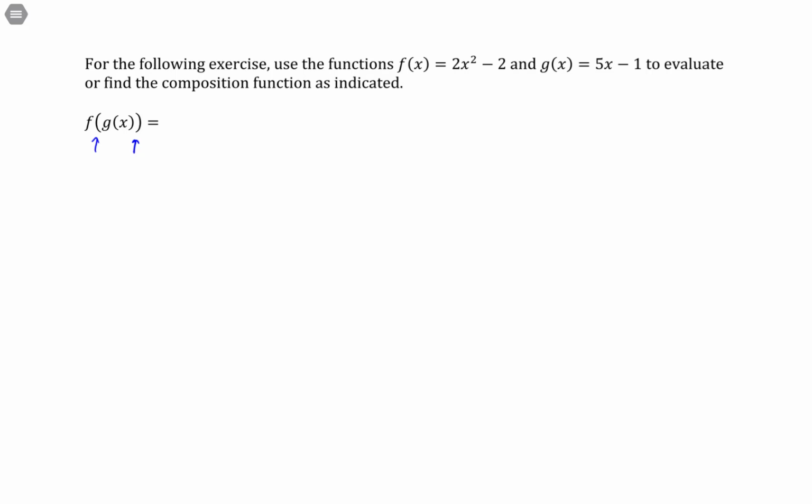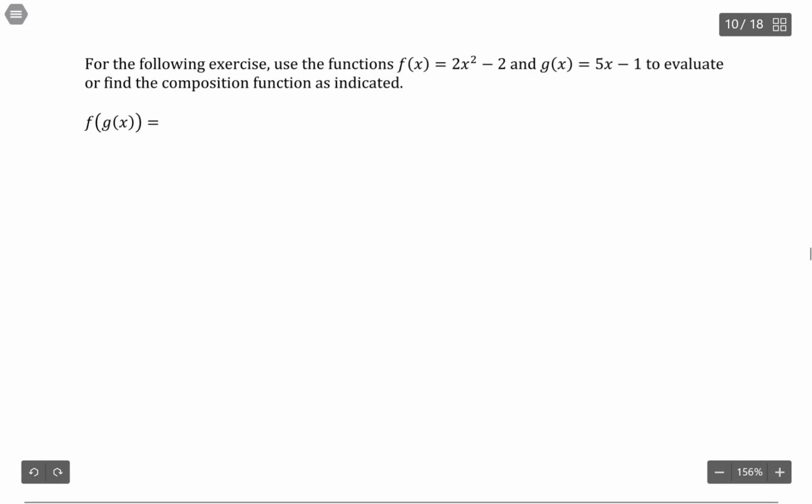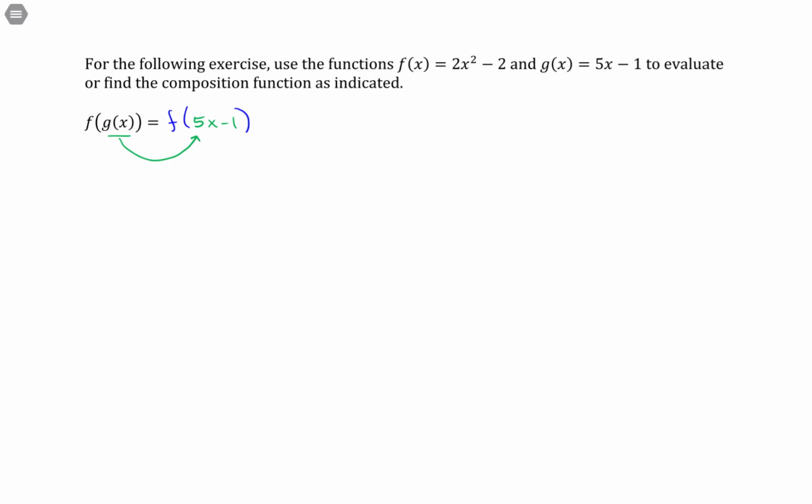What it's telling me to do is to take the definition of what g(x) is and place that into the function f(x). So I have f(x), and I'm going to evaluate that at the function 5x − 1. I'm just replacing the definition of g(x) into f.